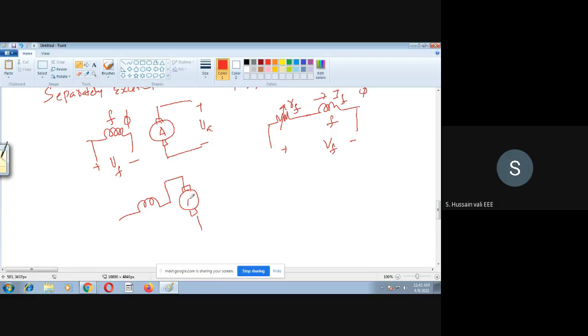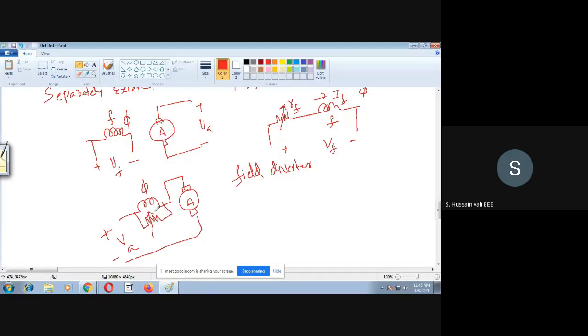Armature windings, or armature it is. So this is VA. In that case, how do you vary the flux here? That is the question. To vary the flux, several methods are there. One method is the field diverter. Field diverter in the sense, what you do is you connect a rheostat here and you vary the rheostat.